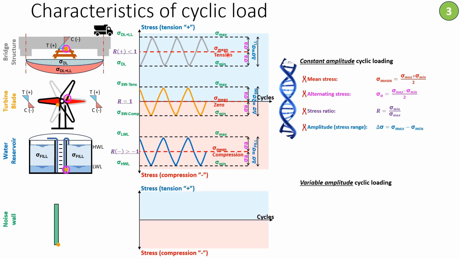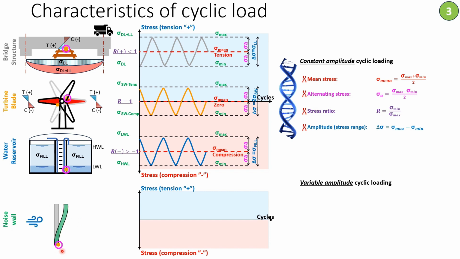Okay, but life is not that simple. We're going to talk now about variable amplitude cyclic loading, which is a little bit more complicated than constant amplitude cyclic loading. We have a noise wall here, which is basically a cantilever wall subjected to wind, and we're going to monitor and plot the stresses on this orange dot.